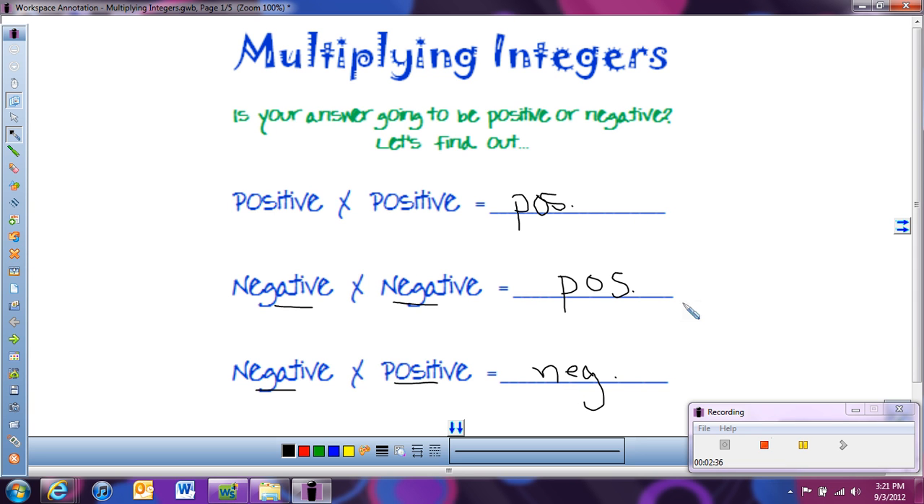So this right here is all that you have to remember when you're multiplying and dividing negatives. A positive times a positive will be a positive, a negative times a negative is a positive, and a negative times a positive will be a negative. This last one is the only one that's really maybe going to stump you. Just remember, if there's one negative and one positive, our answer will be negative.